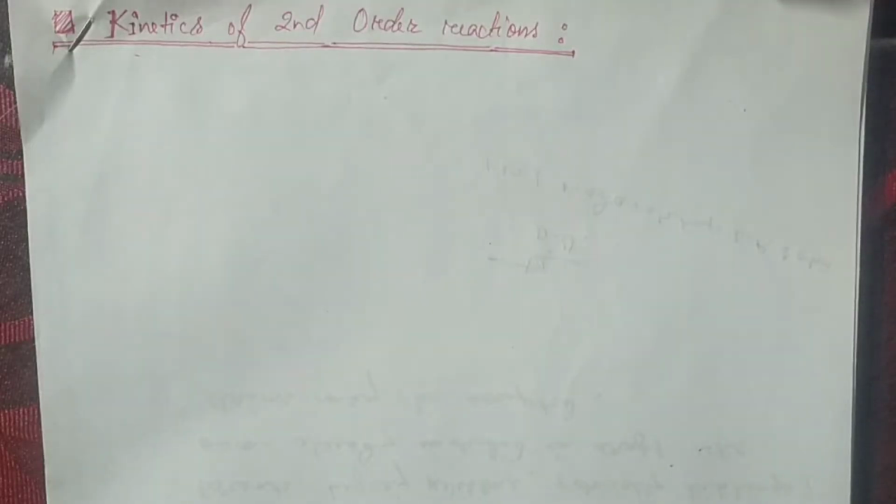In this video I'll discuss second order reaction and some problems related to it. First of all, we have to know what a second order reaction is. A second order reaction is a reaction in which the rate of reaction depends on two concentration terms. So let's write it.